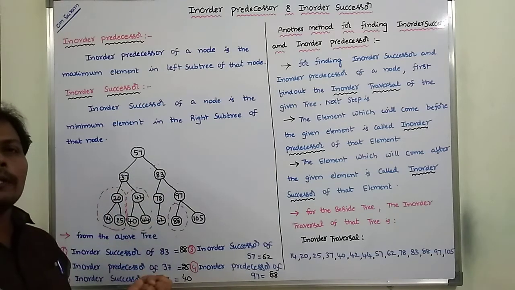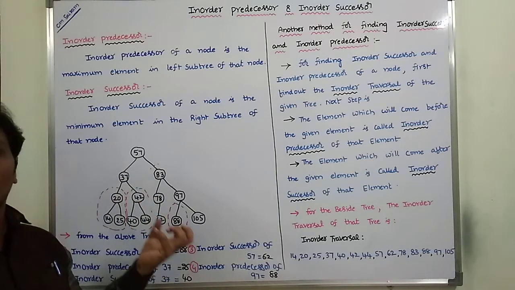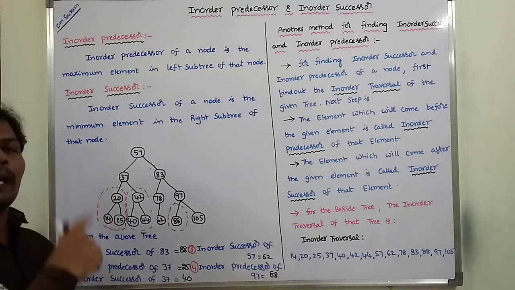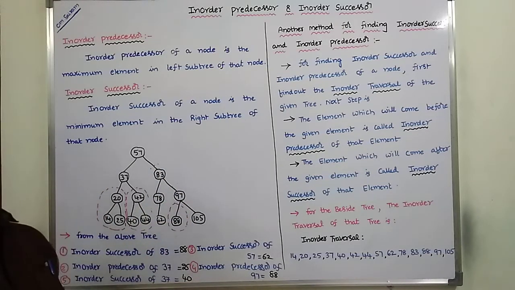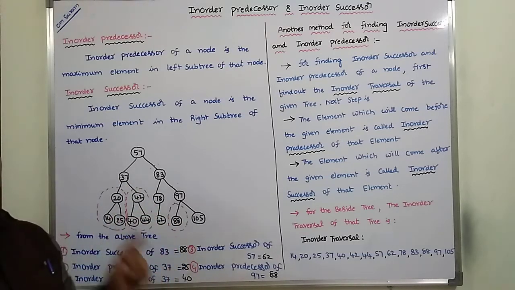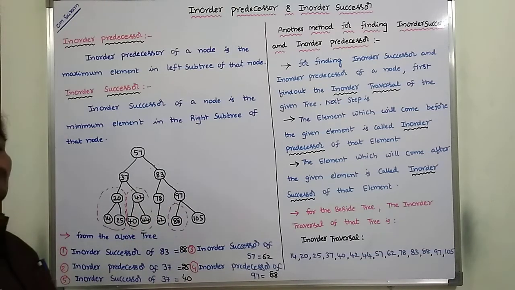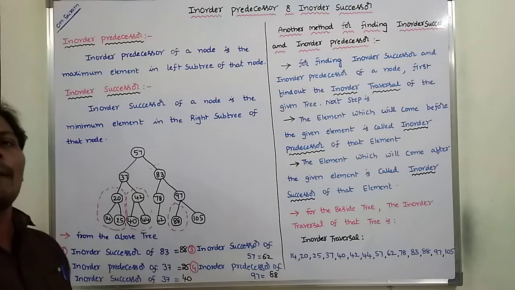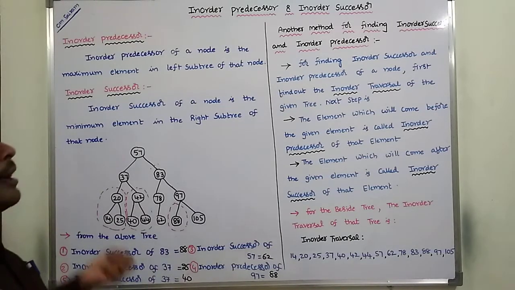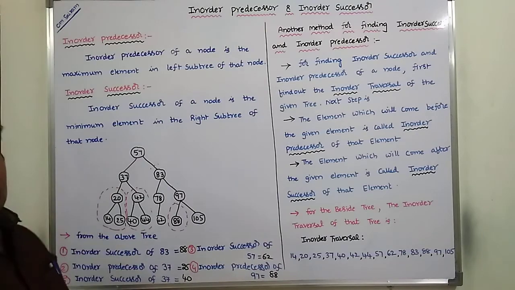For finding out the inorder successor of a node, first we have to find out the right subtree of the node. Once we have the right subtree, find out the minimum element in it. The minimum element in the right subtree of that node can be considered as the inorder successor of that node.